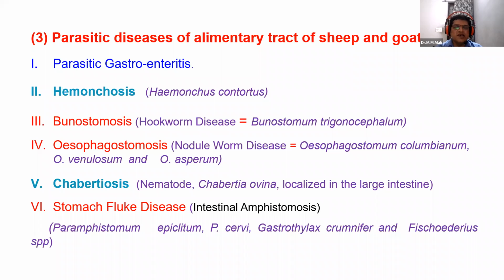Then comes the stomach flukes, intestinal amphistomes, for example, Paramphistomum epiclitum, Paramphistomum cervi, Gastrothylax crumenifer, and Fischoederius species. So this list indicates the number of parasites involved in causing particularly the parasitic gastroenteritis in sheep and goats.